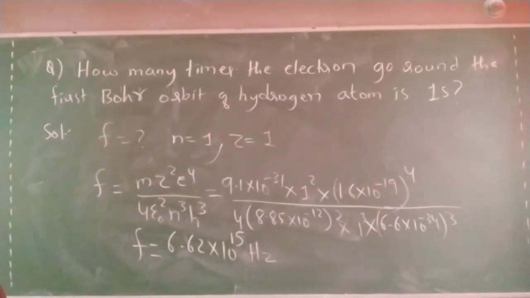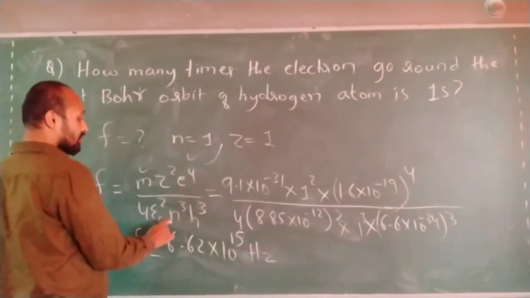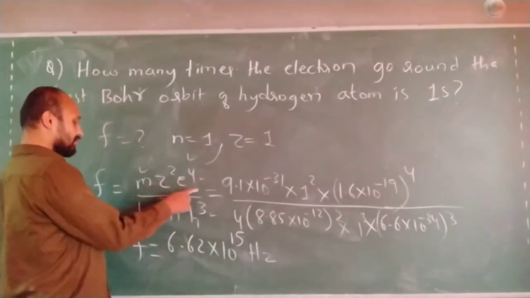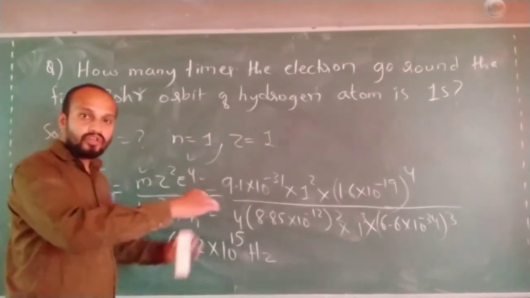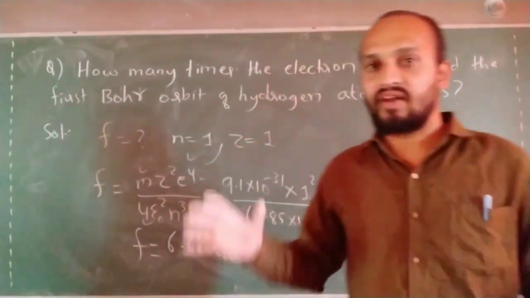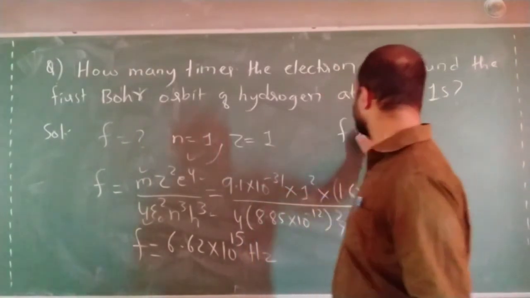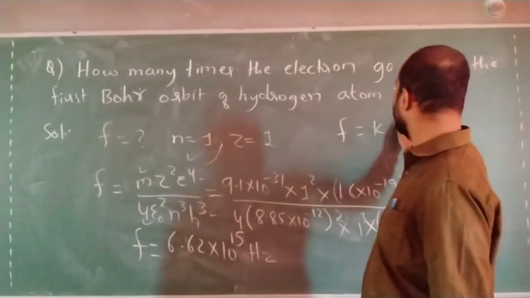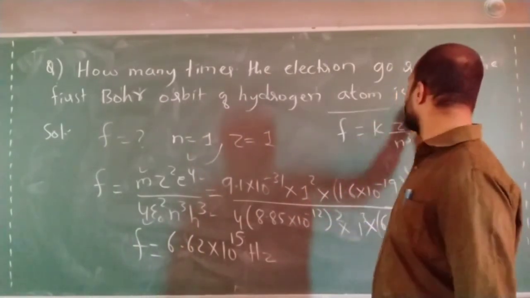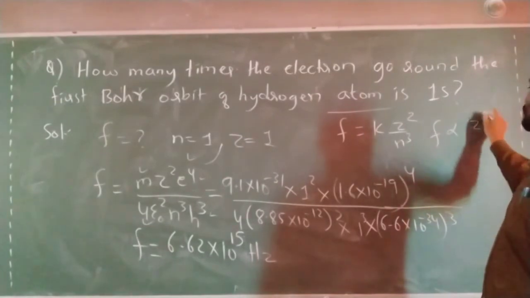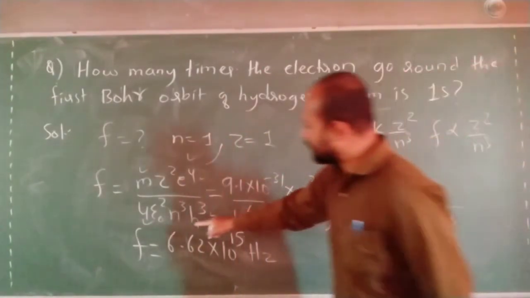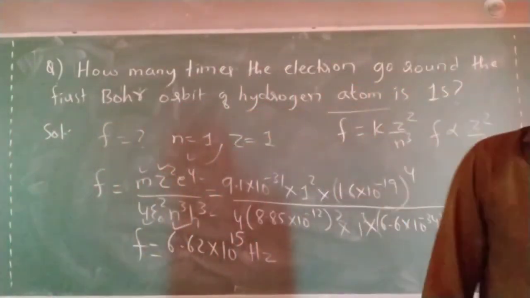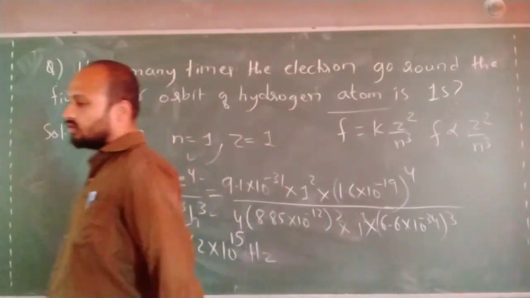Or better, you calculate all these values leaving z square and n cube, and keep m into e to the power of 4, epsilon naught square, h cube. You calculate all those values and keep them aside such that f is equal to some constant k value which you have calculated into z square divided by n cube. Because I have given f is proportional to z square divided by n cube, except n cube and z square, others are constant. So you make a shortcut formula for that. Okay? Like that we can do.